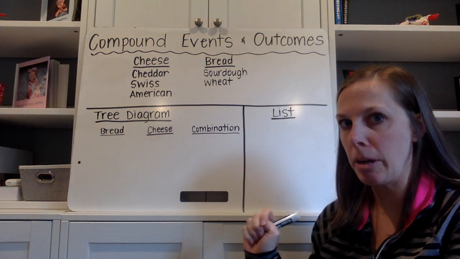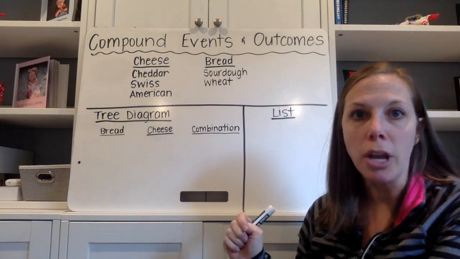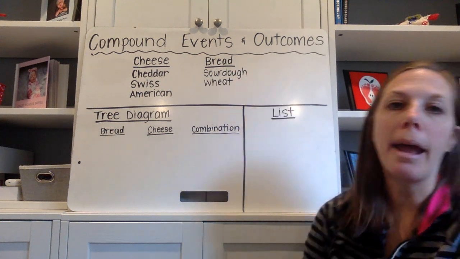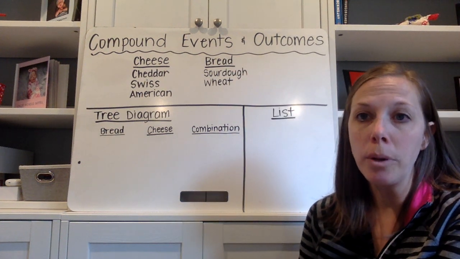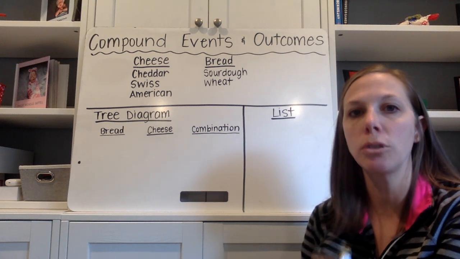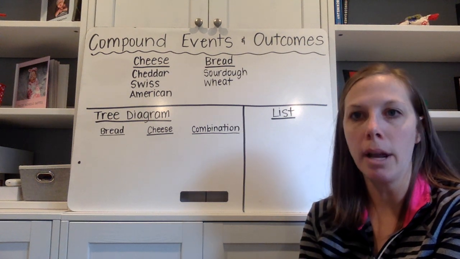My example here is in my house, I have three kinds of cheese. I have cheddar, Swiss, and American cheese. And I have two types of bread. I have sourdough bread and I have wheat bread. Now, I want to make a grilled cheese, but I need to figure out how many different types of grilled cheese I can make using one kind of bread and one kind of cheese.